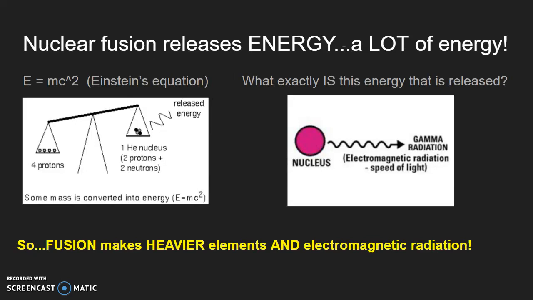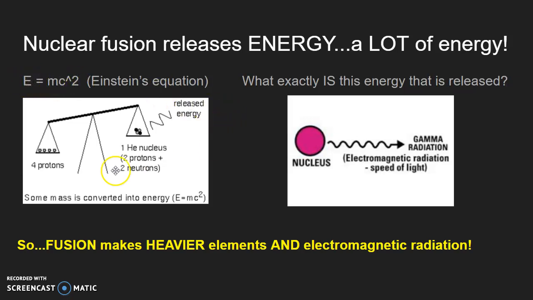But nuclear fusion is a nuclear reaction, and it will release a lot of energy, a lot. Einstein came up with the equation E = mc². You may have heard of that before. E is energy, m is mass, c is the speed of light. So mass, multiplied by the speed of light squared, is actually going to be converted into energy.